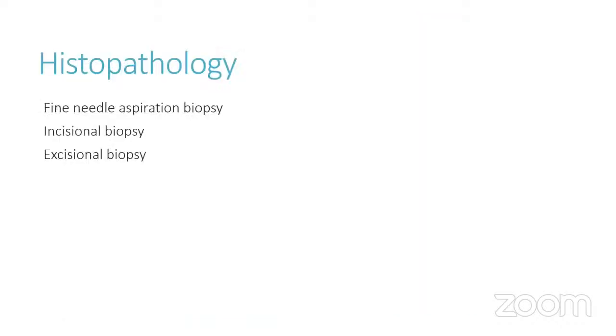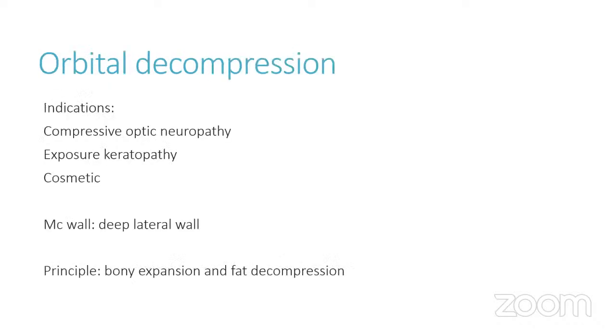Then the final diagnosis of any mass could be assisted by fine needle aspiration biopsy, incisional biopsy or excisional biopsy. Usually, if it is an anterior segment mass, a fine needle aspiration biopsy can be done. An incisional biopsy should usually be avoided to avoid any tumor seeding. An excisional biopsy, if the entire mass can be removed, is also preferred.